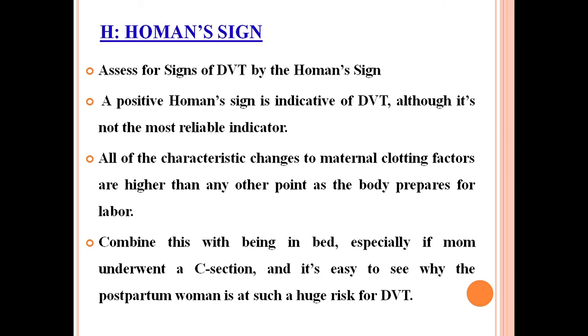Next one is Homans sign. Assess the sign of DVT by the Homans sign. A positive Homans sign is indicative of DVT, deep vein thrombosis. Although it's not the most reliable indicator, maternal clotting factors are higher than at any other point as the body prepares for labor. Combine this with being in bed, especially if mom underwent a C-section, and it's easy to see why the postpartum woman is at such a huge risk of DVT.